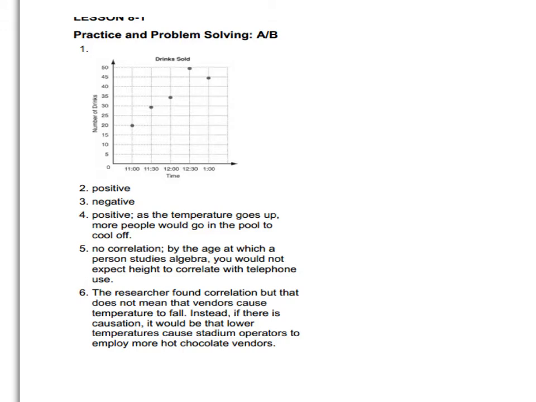Number 6 talked about hot chocolate. There was correlation because the colder it gets, the more hot chocolate they're likely to sell, but vendors would not cause the temperature to fall. It's just that they would sell more because people are cold.